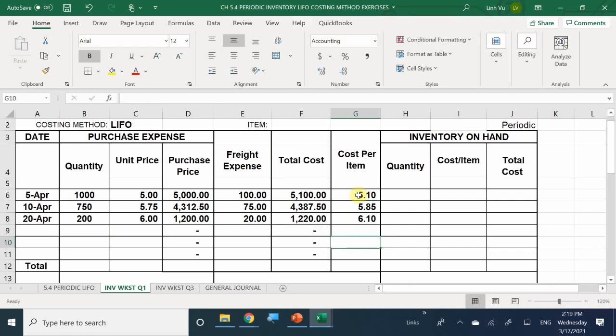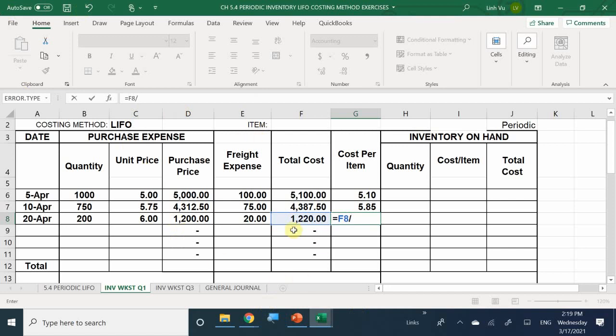So the cost per item is the total cost divided by the quantity. Correct. And if you cell reference it, it will be this one.